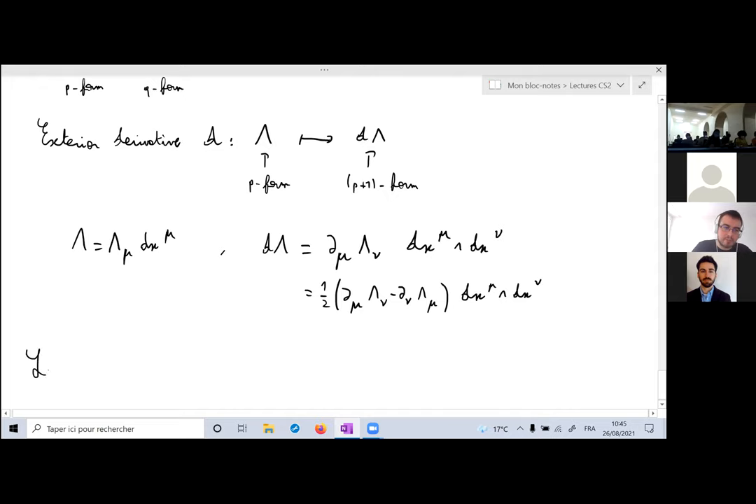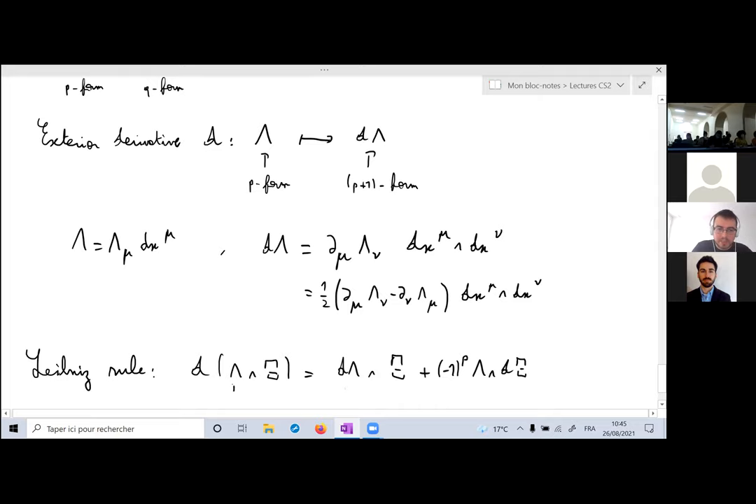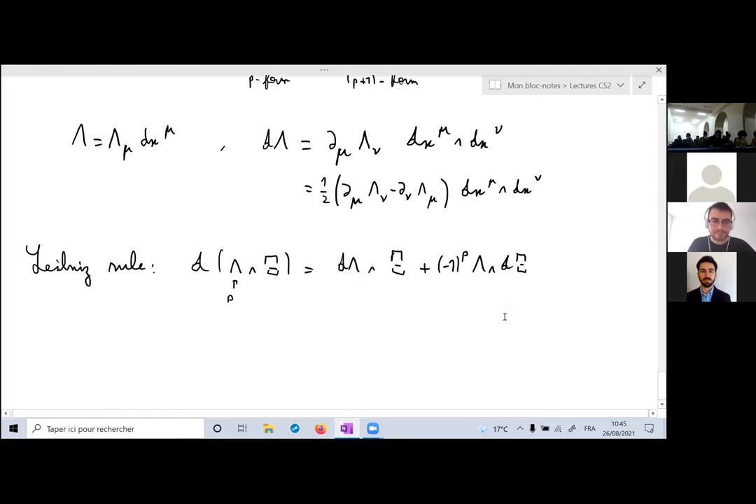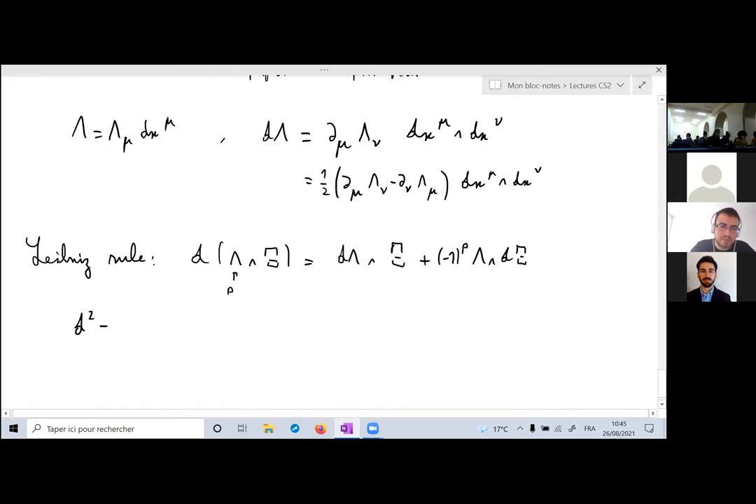And this satisfies a certain number of interesting properties. One, for instance, is the Leibniz rule, which is that if I take d of lambda wedge psi, I will have the standard idea that I have first the d acting on lambda times psi, plus lambda times now the d acting on psi. And in general, I can have some minus signs because I have differential forms, which is that I have a minus one to the power p if lambda was a p-form, because my d had to go through the lambda to eat the psi. And also d squared in general is equal to zero. This is the standard thing that for all lambda, I have d of d lambda equals zero.